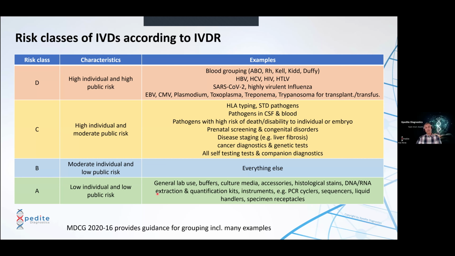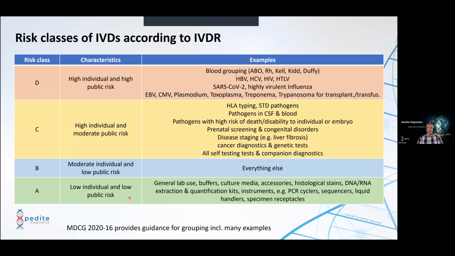Then I jump to the lowest risk class, which is class A. These devices show a low individual and a low public risk. This is things like general lab use, instruments, materials, buffers, culture media, also histological stains, but also DNA, RNA extraction and quantification kits. Instruments that in themselves don't generate a particular diagnostic result, like PCR cyclers, sequencers, or liquid handlers, and also specimen receptacles are considered class A.